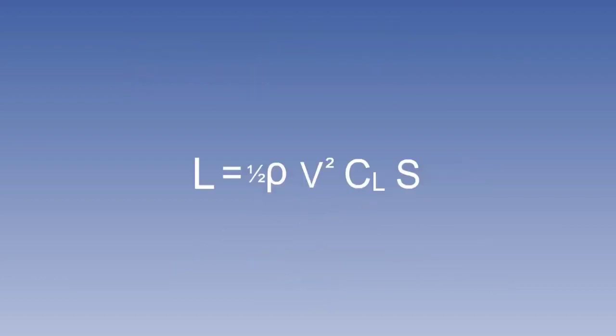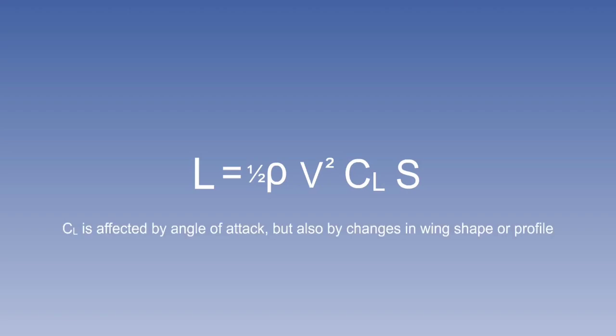It is important to remember this formula. L equals half ρv squared times Cl times S. During this examination of the lift formula, we are taking it for clarity that the Cl is determined by angle of attack, which is true, but Cl is also affected by changes in wing shape or profile and some other factors, which are explained in a later lesson.